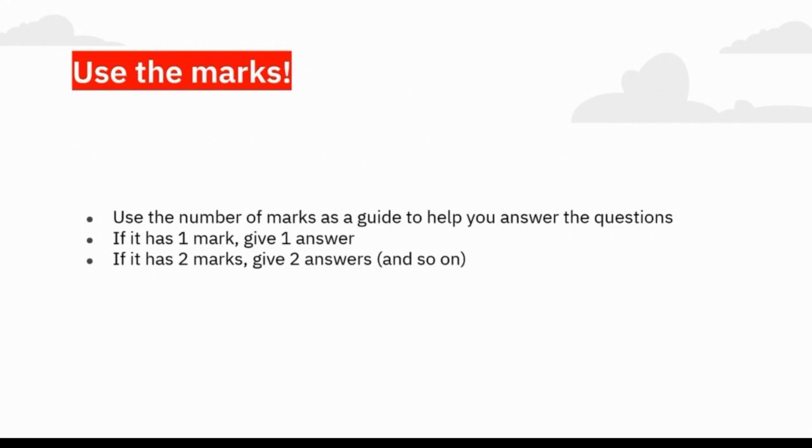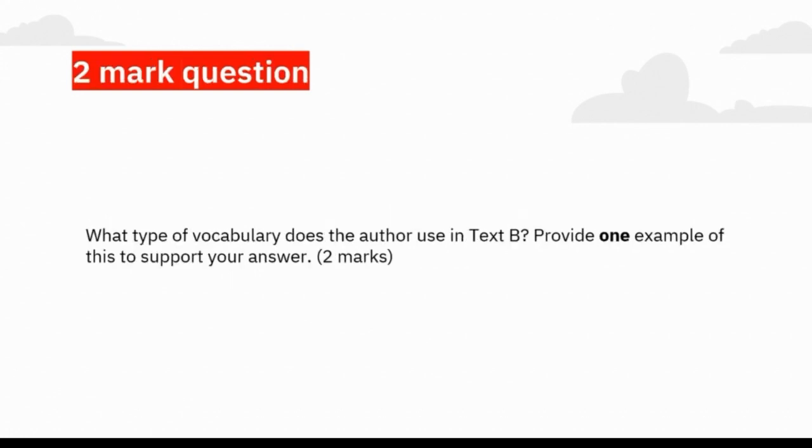So, if the question has 2 marks written next to it, you're probably going to give 2 answers, and so on. If it's got 3 marks, 3 answers, etc. This is a 2-mark question. What type of vocabulary does the author use in text B? Provide 1 example of this to support your answer. For 2 marks. You can see that there are 2 sections to this question.